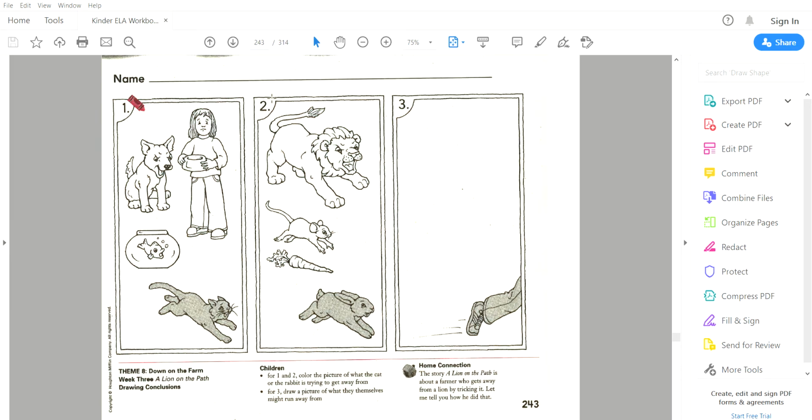Put your finger on number two. Let's think about the rabbit from the story that we read. What do you think the rabbit in the story was afraid of? Was the rabbit afraid of a carrot, a mouse, or a lion? Circle the picture that shows what the rabbit in our story was afraid of.